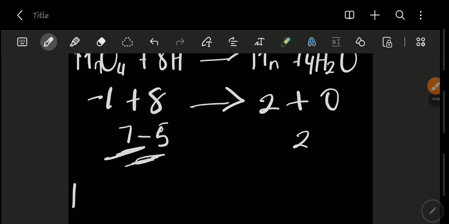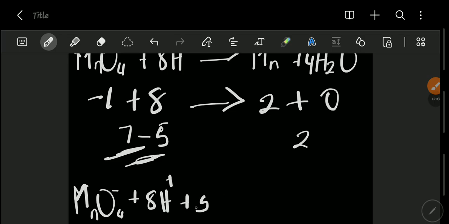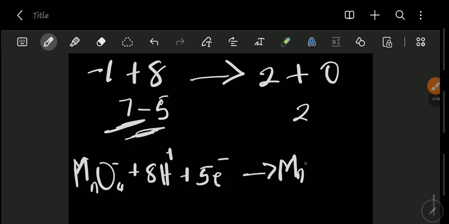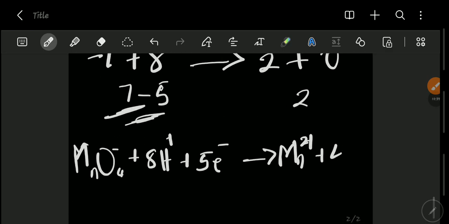So I'm having MnO4 minus plus 8H pluses. Then I'm adding 5 electrons. Are you seeing what I'm doing now? I added 5 electrons to that side so as to reduce it to 2, and then that's giving me on this side the same thing I have here, Mn 2 pluses plus 4H2O, right? So I have 4 molecules of water.